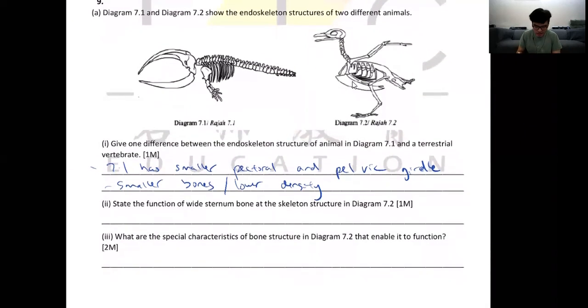So what's the function of the sternum bone? For the attachment of pectoral muscle. Untuk pelekatan otot pectoral. Pectoral muscle is the chest muscle.